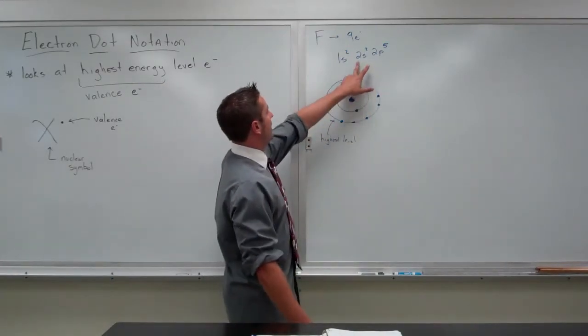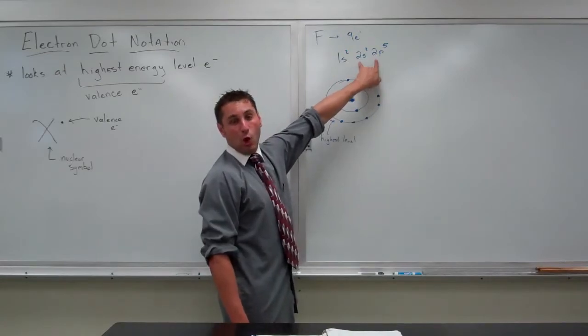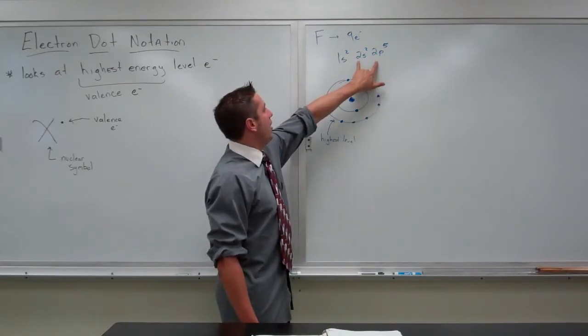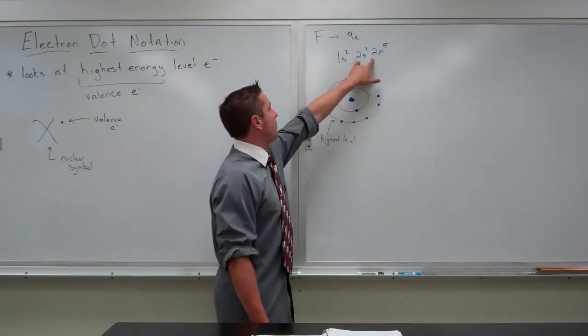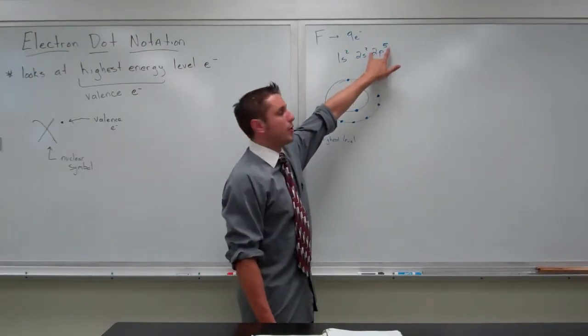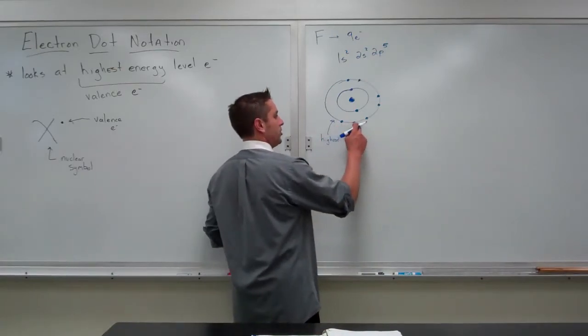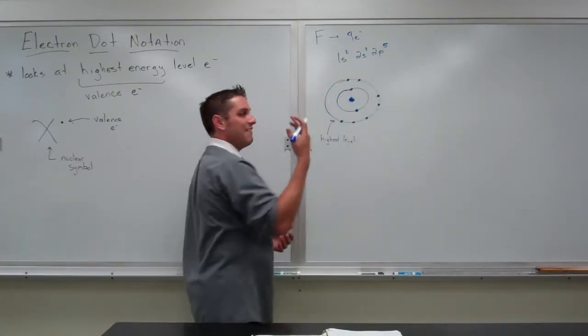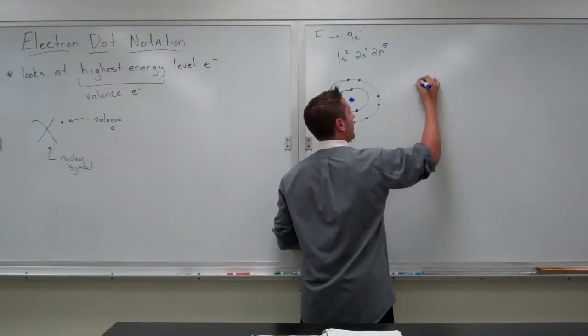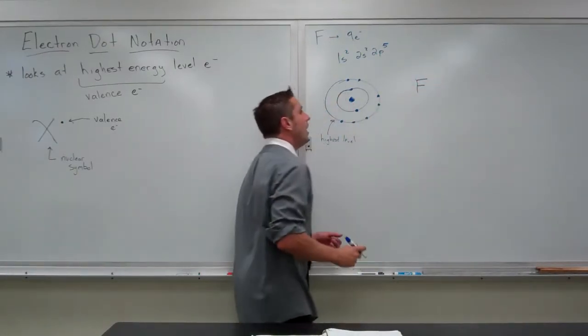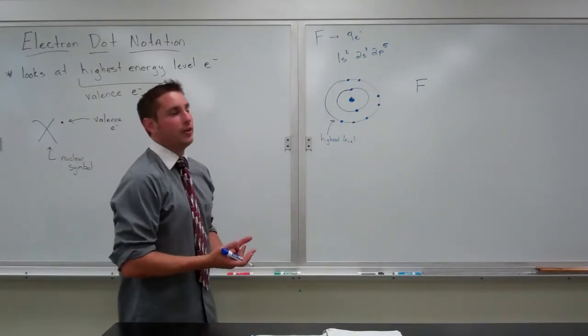The highest level is indicated by whichever one has the largest quantum number at the beginning. Right? 2 is the highest energy level. To figure out the total number, I would add up the superscripts. So this atom has 1, 2, 3, 4, 5, 6, 7 valence electrons. So I would take the symbol for fluorine, F, and I would put 7 dots around it.